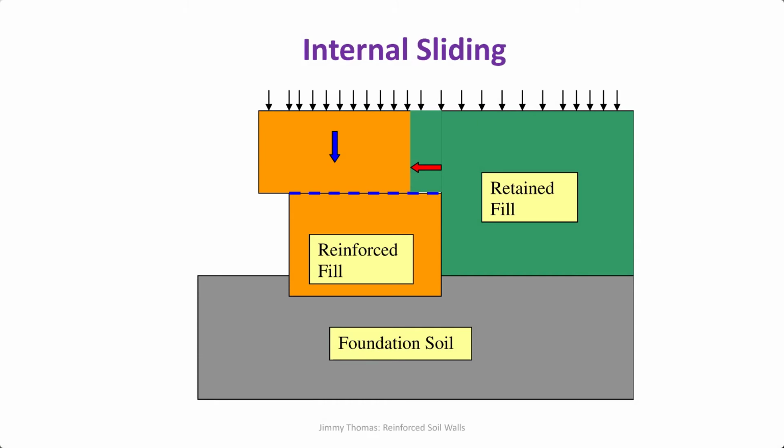Now coming to the internal failure mechanisms, one is internal sliding. If it is a gravity wall, a plain concrete wall, sliding is possible only at the base. But this is now made of soil, so in principle it can slide anywhere, at any level. So normally at each reinforcement level, we have to check for internal sliding. We analyze the vertical force and the horizontal force at that level, then the available resistance, and it should not slide. If the factor of safety is less, again we'll have to increase the reinforcement length.